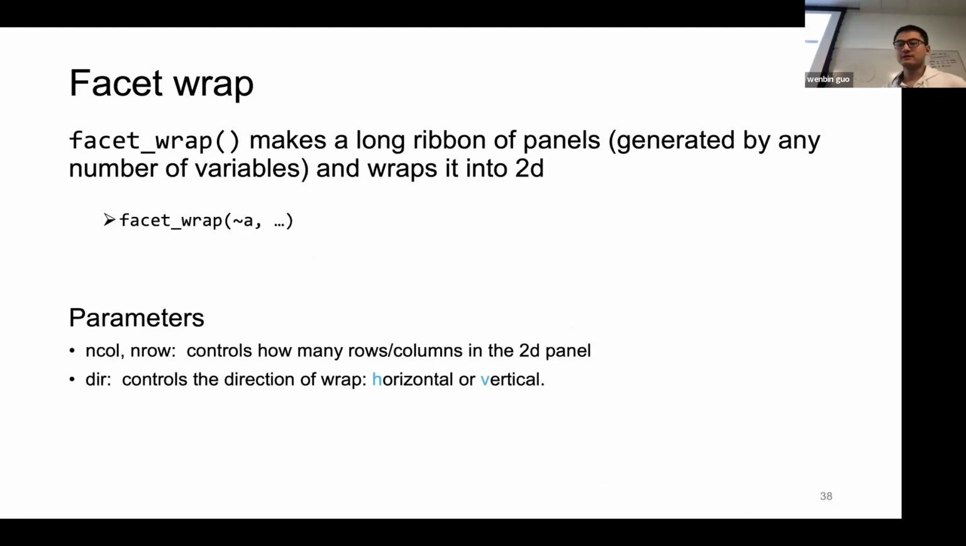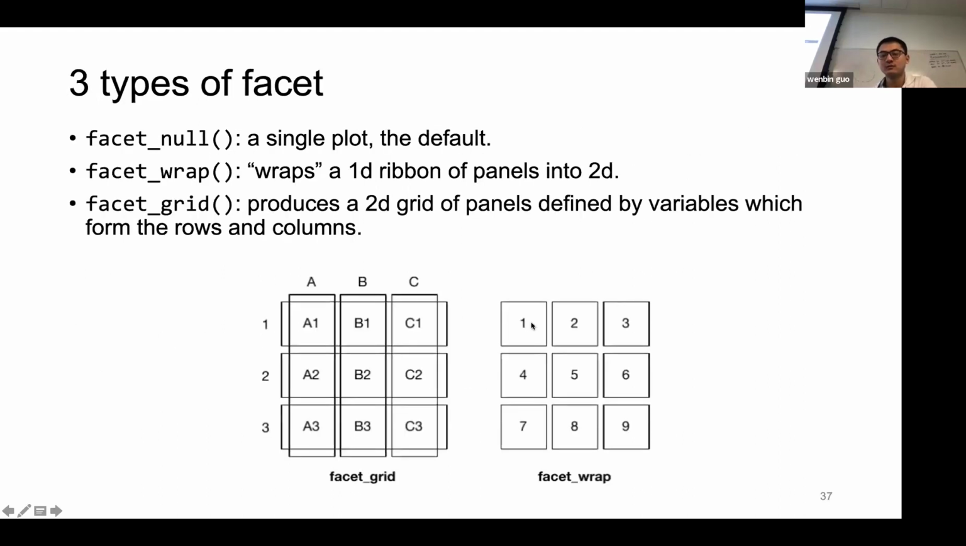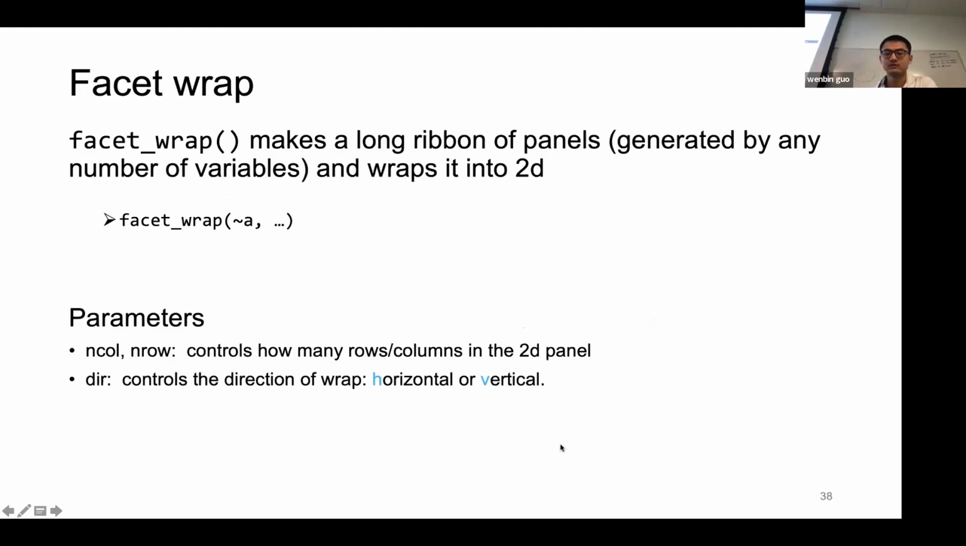So for the facet wrap, it will wrap the different panels into a 2D. You can actually specify the column name here as A. And then there are also some other parameters you can specify, like the number of columns, number of rows, to configure the panel's shape. And also the direction here can be either H or V, showing whether you want to wrap them around using the horizontal order or using the vertical order. So here it's a horizontal one.